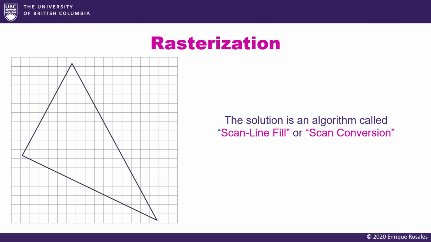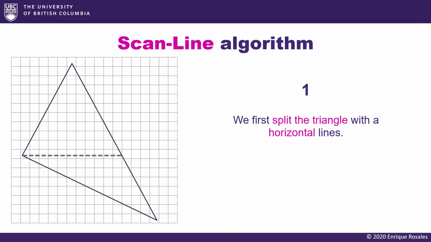So the first step of this algorithm is to split the polygon or the triangle into horizontal lines, right? So in this case, for example, for this point right here, I'm not creating any splitting, right? Because these are the top and bottom corners of my triangle. But for this vertex in particular, we will draw a horizontal line. So this is the first step.